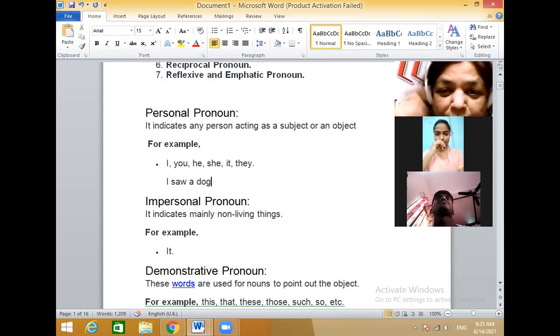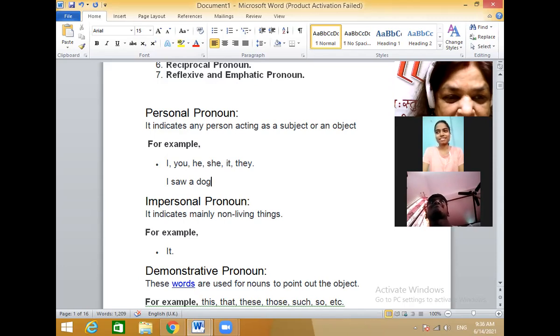Come on, be creative. We are all in a workshop. We are all doing work. So I saw a dog which I wanted to buy. I saw a dog which looked so scary. Okay, which looks so scary. Fine. Put it in simple words. And I was scared.